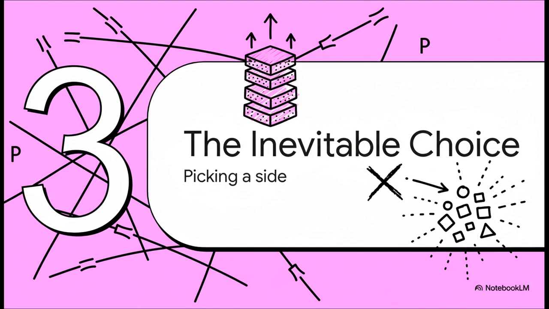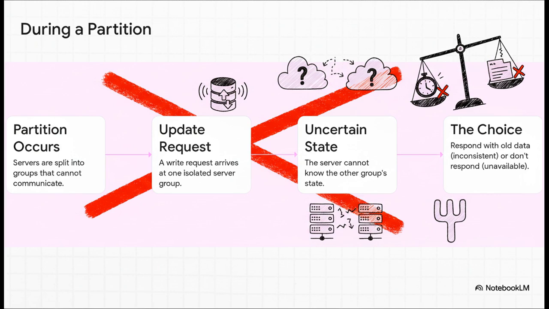Let's walk through how a system gets forced into making this choice. Okay, so here's the crucial moment. Imagine a network failure splits your servers into two isolated groups, Group A and Group B. They can't talk. Now, a customer sends a request to update their data, and it hits Group A. Well, now Group A can't tell Group B about this update, so what happens when another customer asks Group B for that same piece of data?